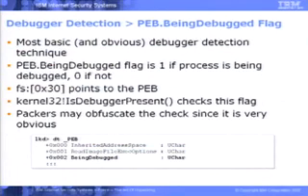The first technique is the most basic and the most obvious anti-debugger detection technique. This one just checks the BeingDebugged flag of the PEB. FS:30 points to the PEB. The API IsDebuggerPresent checks this particular flag. Because this check is very obvious, some packers try to obfuscate it.